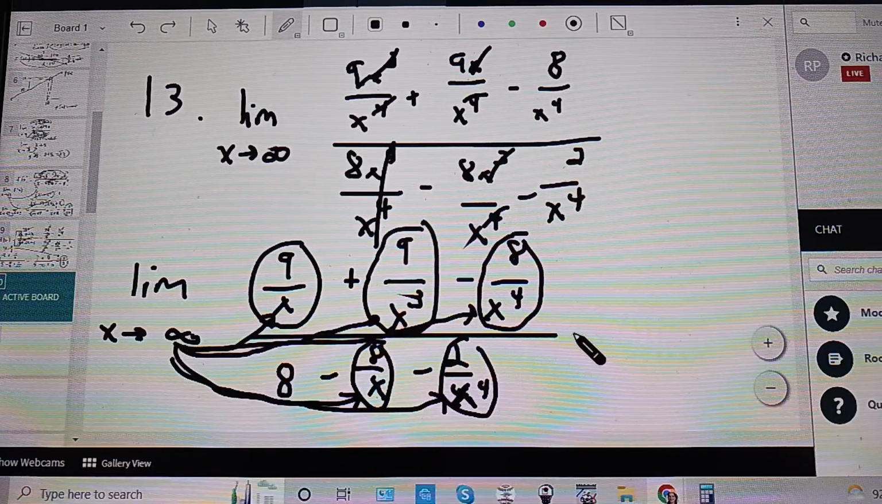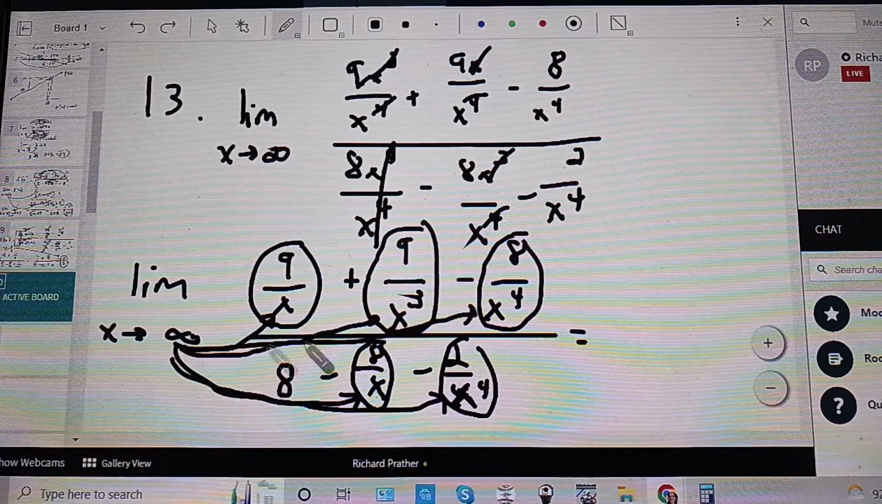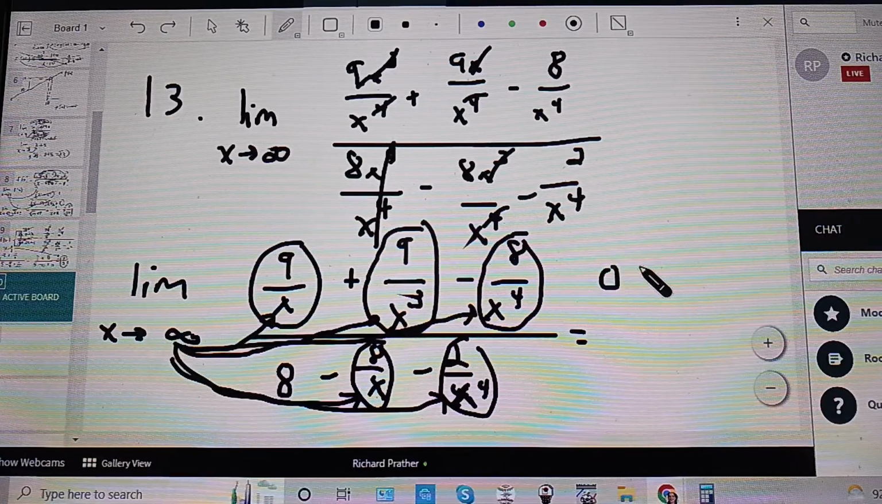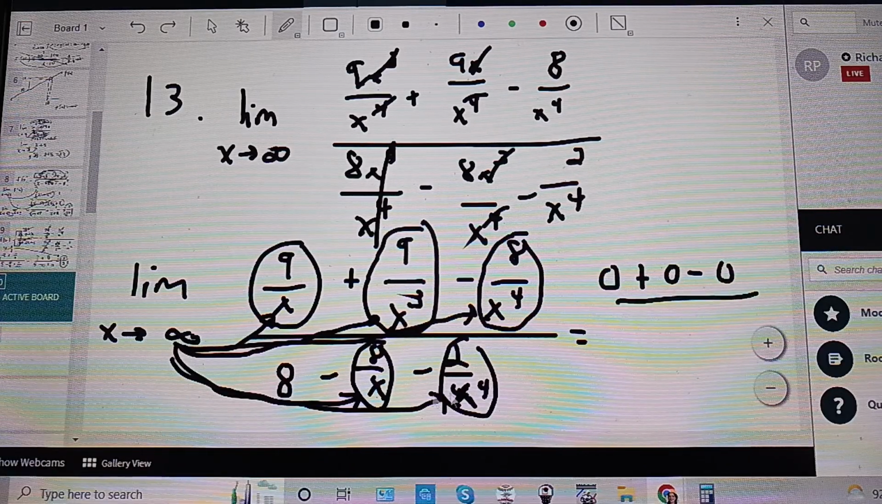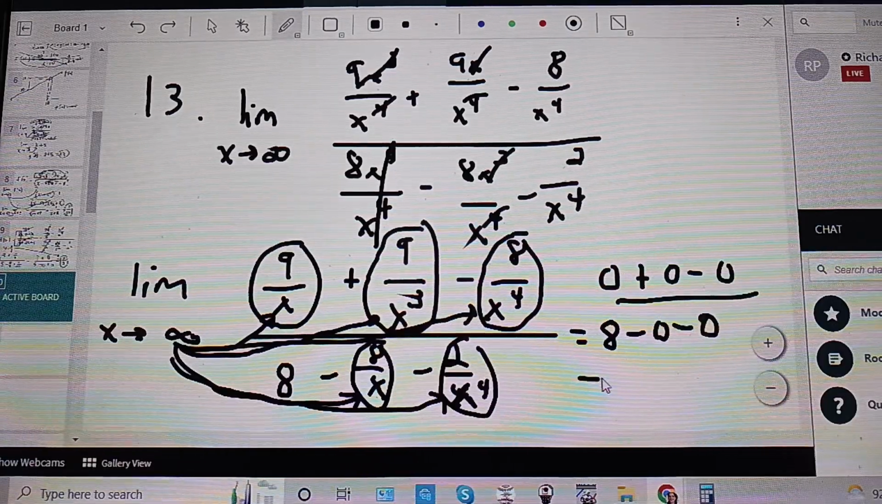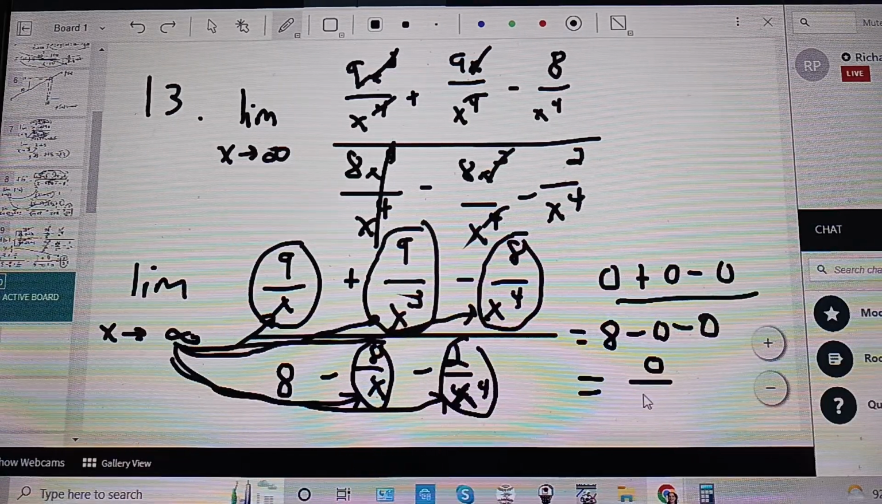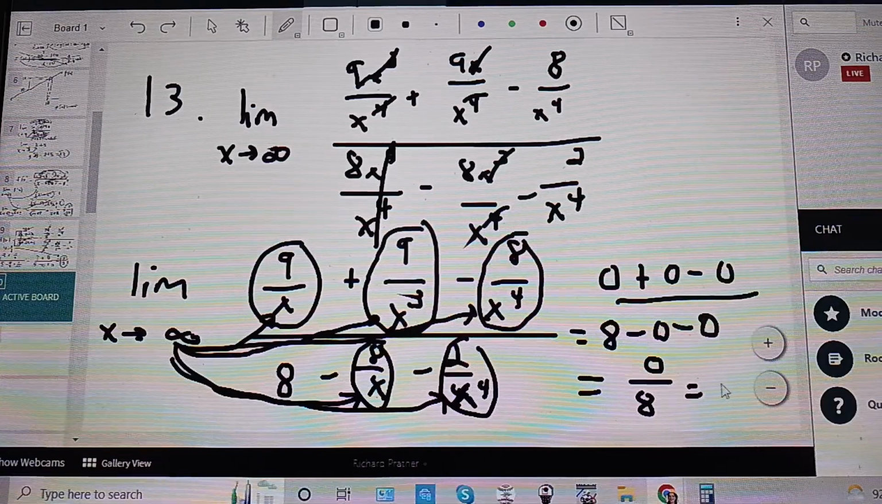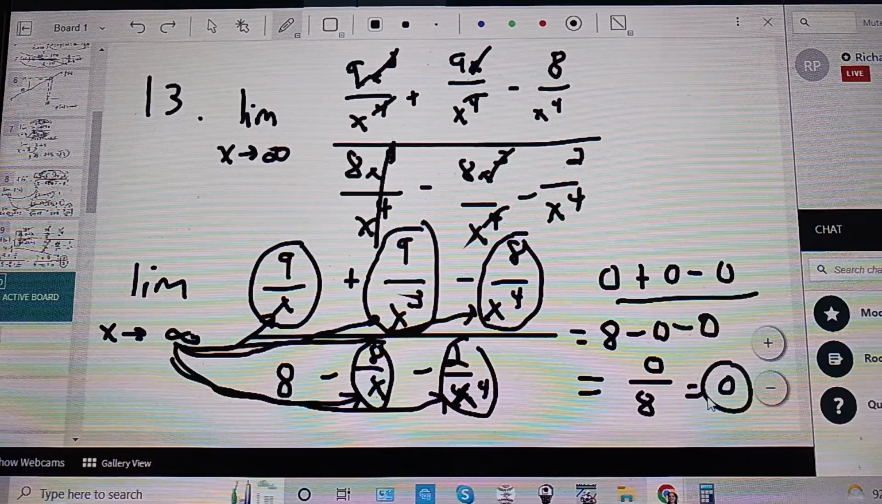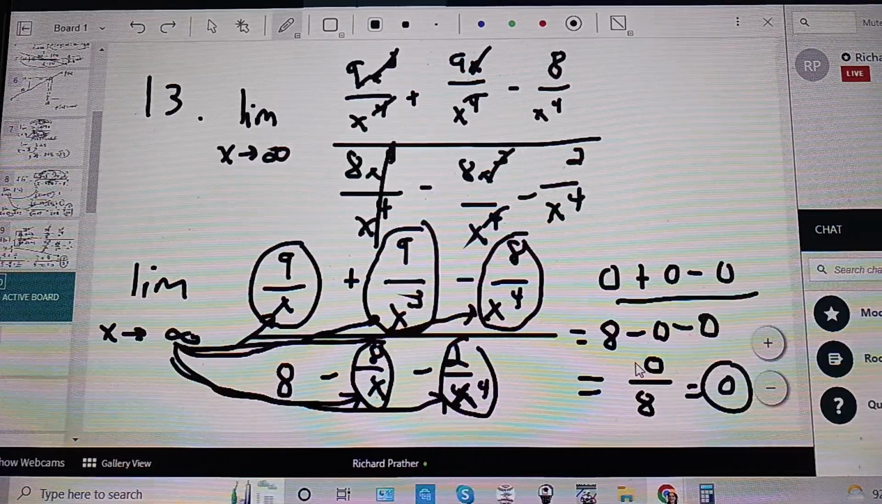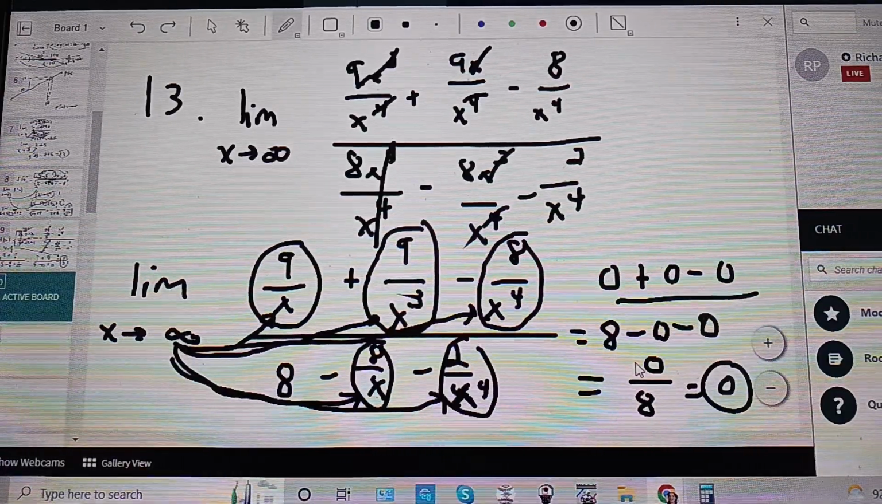Constants don't change. So the limit as x approaches infinity for these fractional things, you literally get 0 plus 0 minus 0 over 8 minus 0 minus 0. But this is just 0 over 8, which is 0. And in fact, if you know the rule in college algebra that if the degree of the bottom is bigger, the horizontal asymptote is y equals 0.